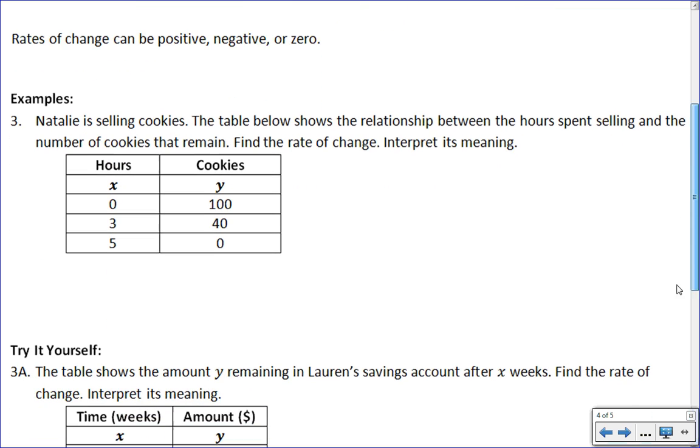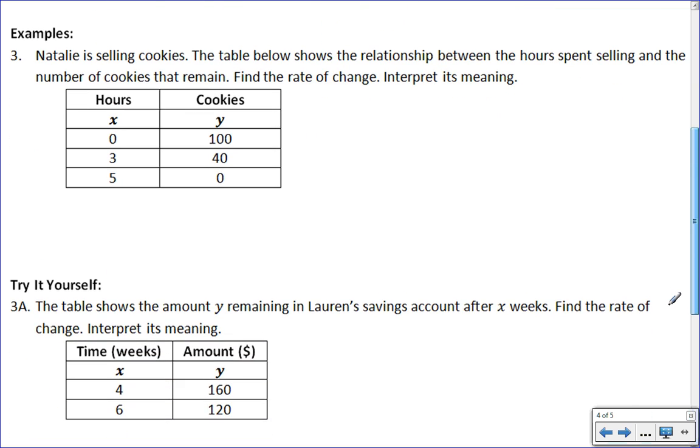Example 3 says, Natalie is selling cookies. The table below shows the relationship between the hours spent selling and the number of cookies that remain. Find the rate of change, interpret its meaning.